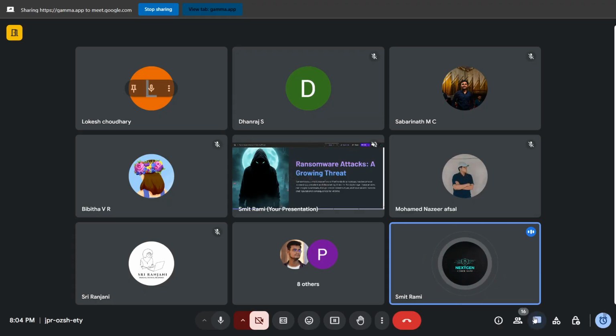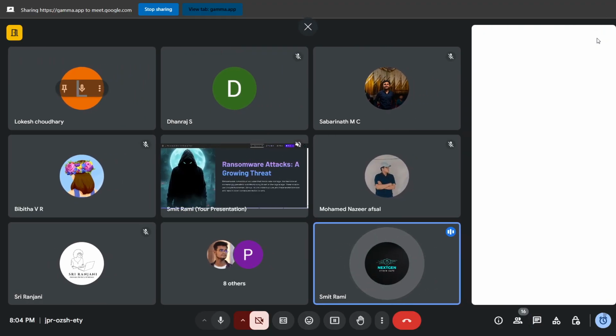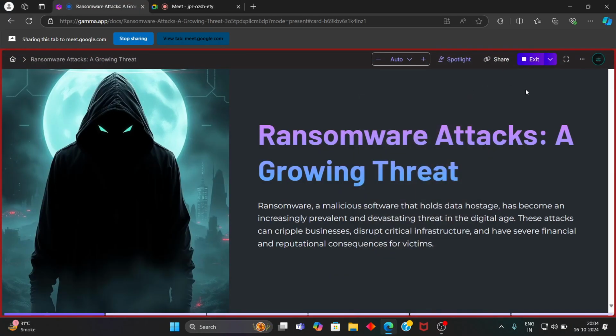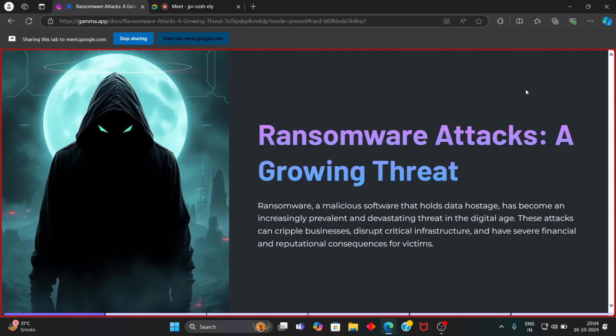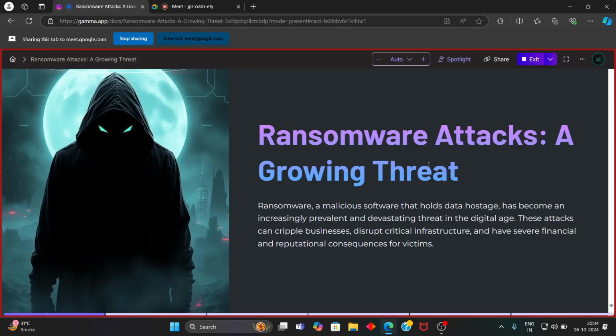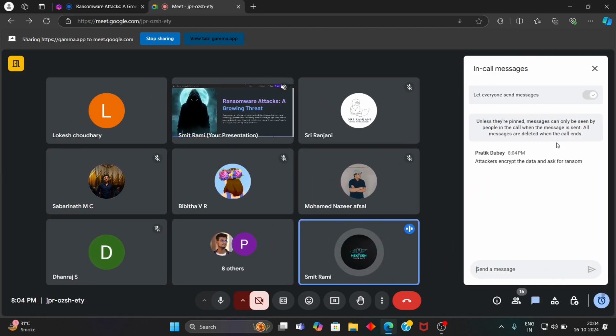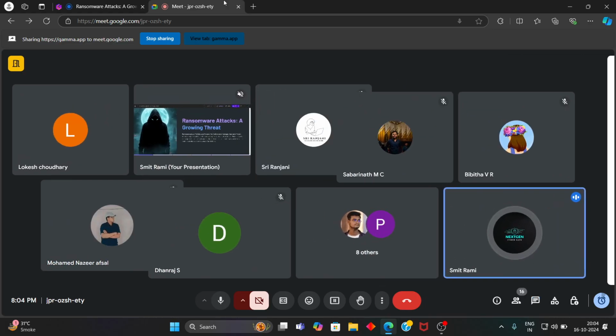So let me clarify. Ransomware is a growing attack nowadays, and it is one of the biggest and most common attacks that is happening to harm people or organizations. Attackers encrypt the data and ask for ransom. Exactly, that's what the ransomware attack is.